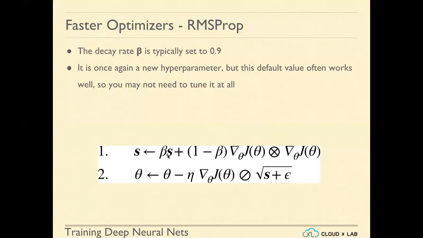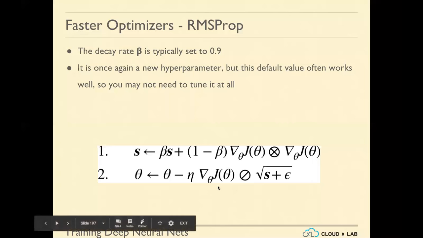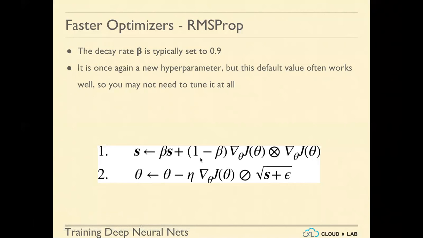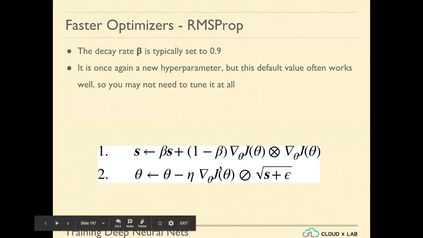So if beta is 0, this will basically slow it down really fast. If beta is 1, then this one is essentially going to be 1, right?